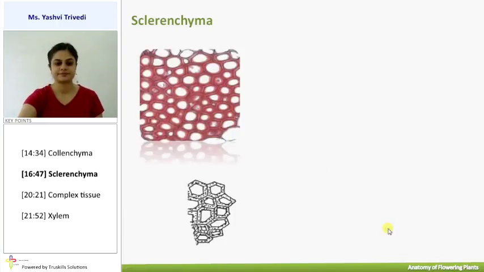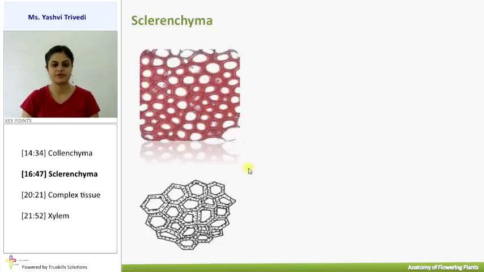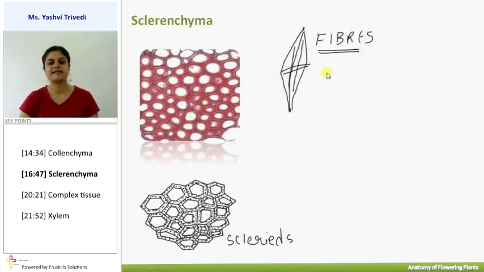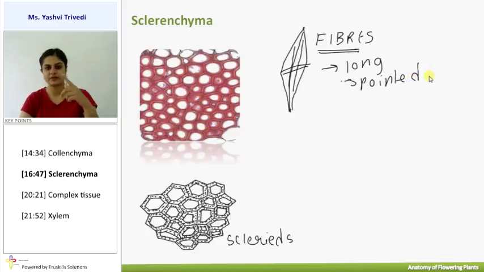This is the first type, which is sclerids, and these are the sclerids. Another type of parts are also there, which are called fibers. Basically, fibers are very long needle shape of the structure, which are pointed from both the ends. As you can see in the diagram, they'll be pointed from both the ends. They'll be thick walled, dead, and mainly they will be there for the mechanical support.